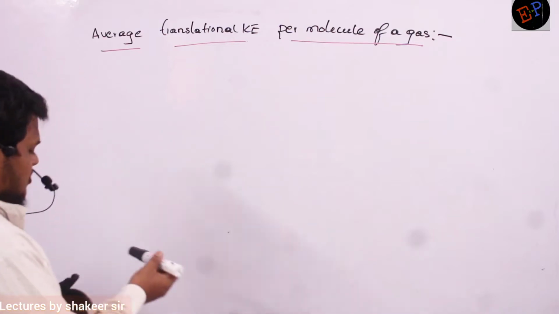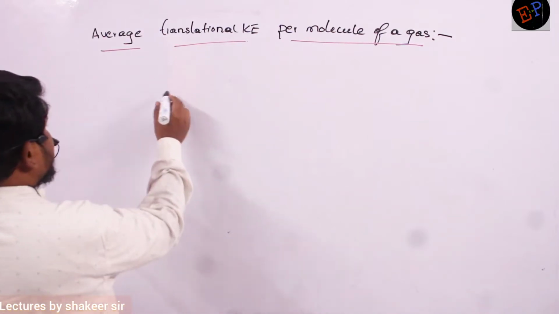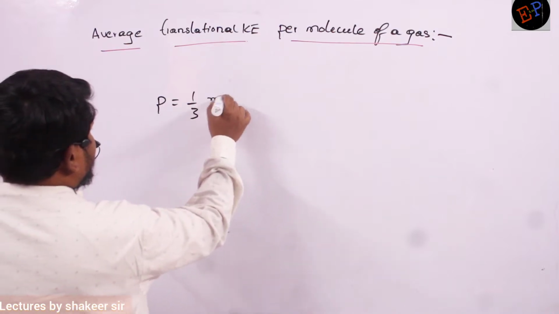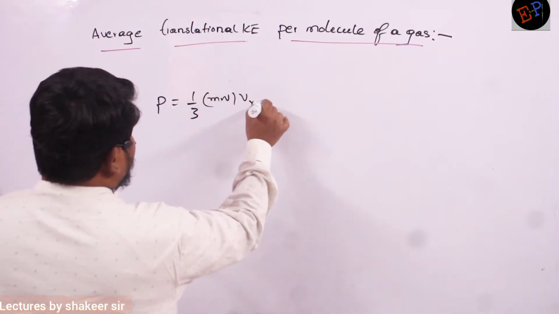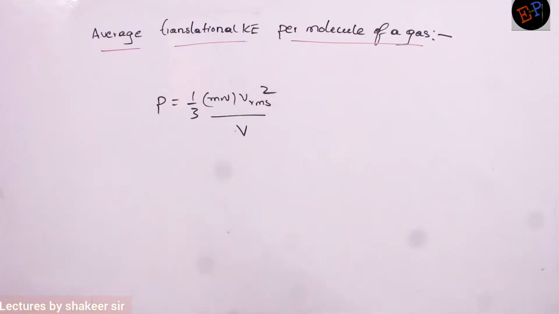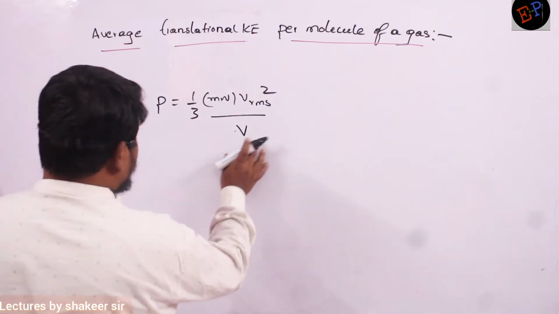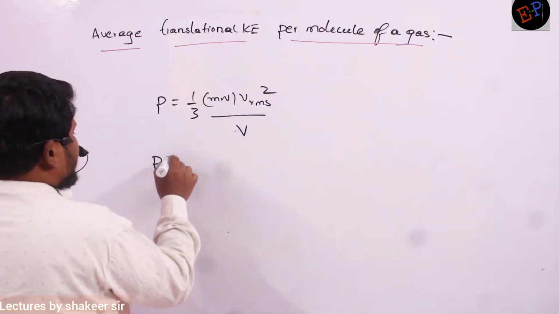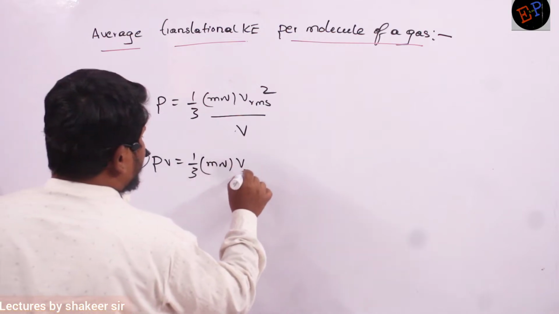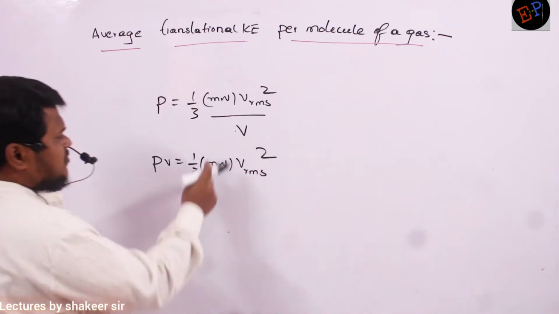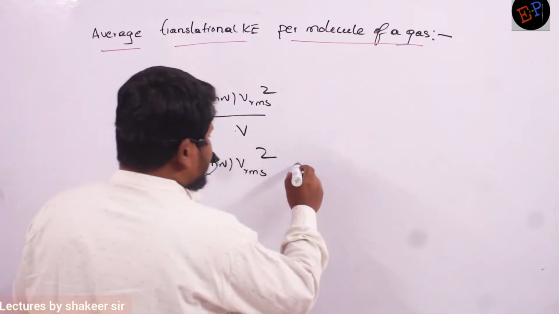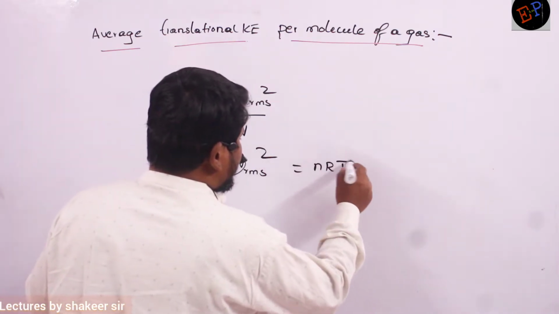So see, what is the equation of pressure we have already derived? 1 by 3 m n v RMS square divided by volume. This is the equation of pressure. So I can write PV is equal to 1 by 3 m n v RMS square. If I take volume to this side, it becomes PV. And PV is also equal to nRT.